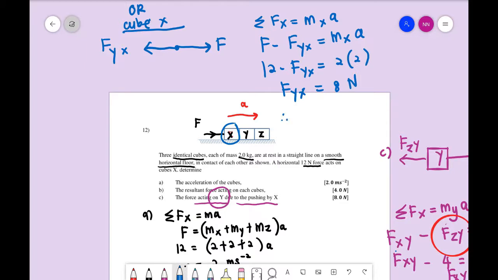So the force on Y by X is equal to the force on X by Y, so it is also 8 Newton. But the force on X by Y is to the left, and this one is to the right.